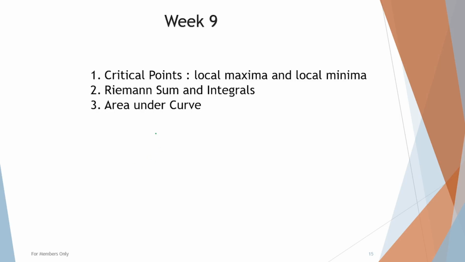the week 9 content. So in week 9 we are only dealing with critical points. We have to find local maxima, local minima, and how we can find global maximum or global minimum, okay. Then we will go to Riemann sum and integral and area under curve. So first we will understand what is a critical point. So critical points are those points where the derivative of that particular function is 0, okay.